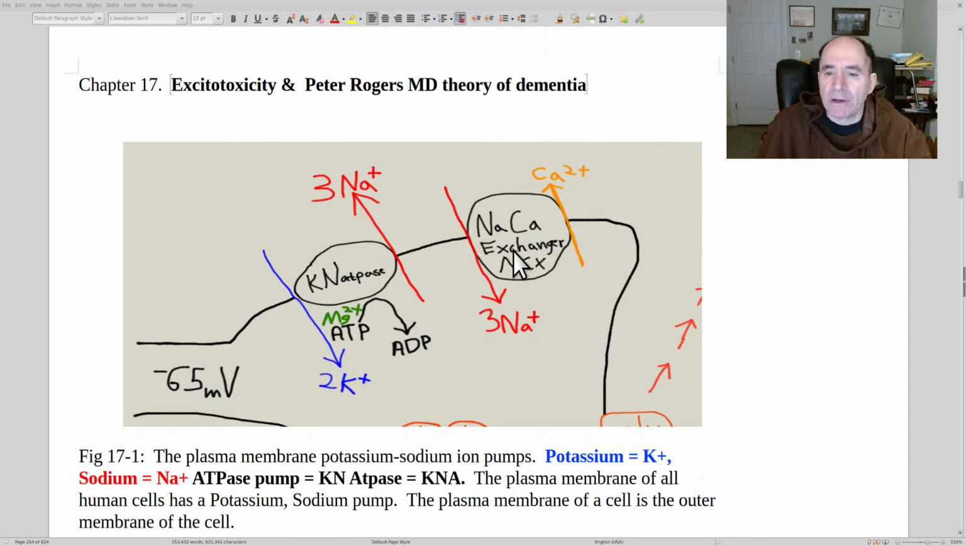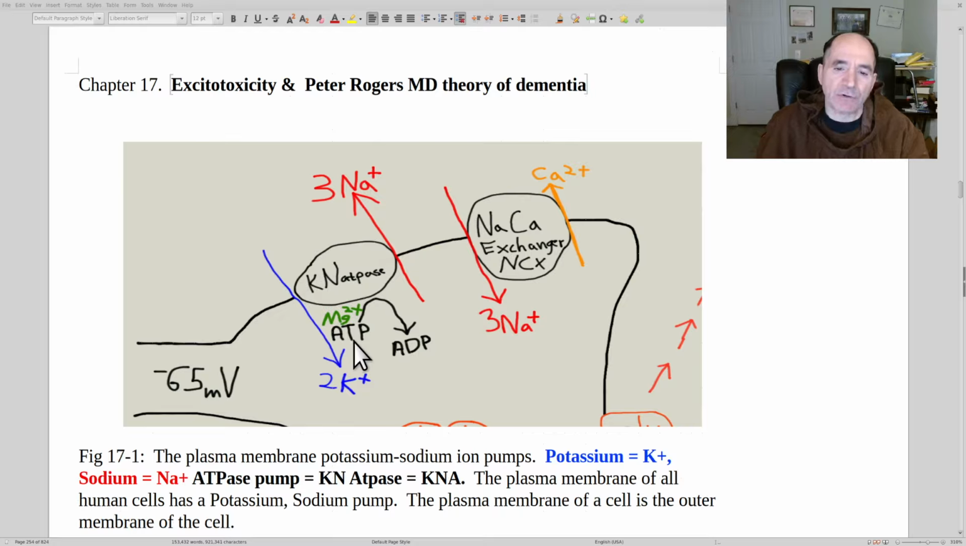So this pump right here is called the NACA exchanger. Na for sodium, Ka for calcium. It's a lot of times abbreviated NCX. This pump right here is actually the most important one. This is the potassium sodium ATPase pump. And it uses ATP, which is the energy currency of the cell. This is what's made in the mitochondria.